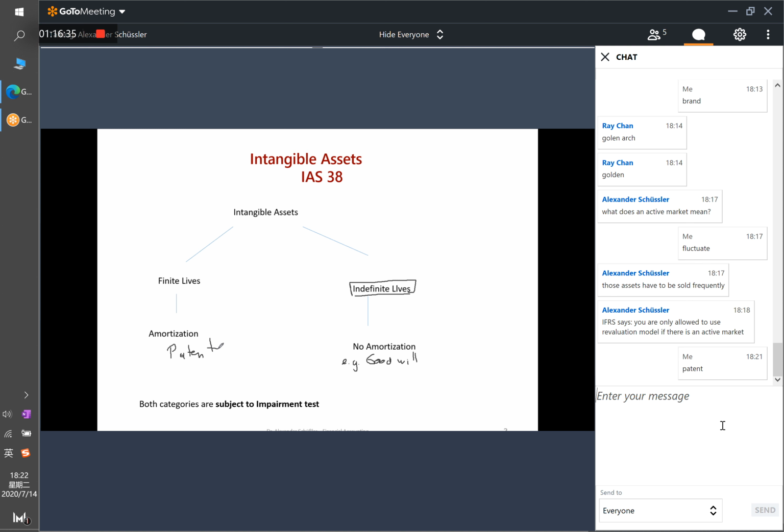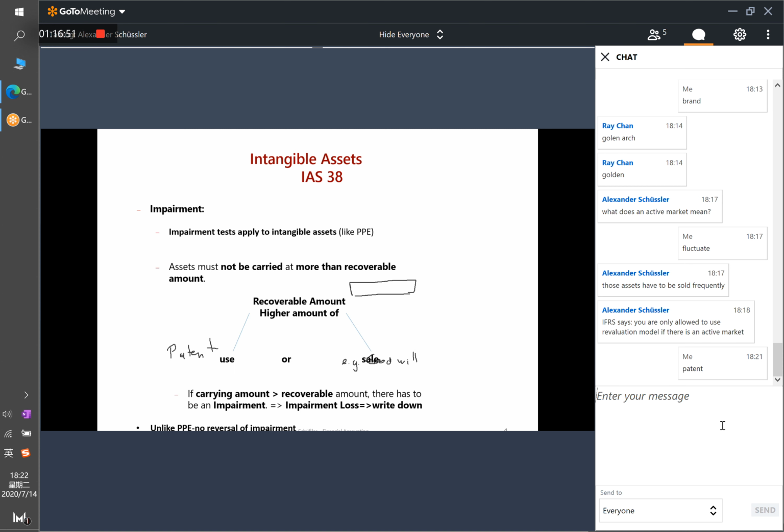And both categories are subject to impairment tests. Generally speaking, the impairment test is the same as with property, plant, and equipment, so you should be familiar with it. The asset must not be carried at more than its recoverable amount, the same as with property, plant, and equipment.